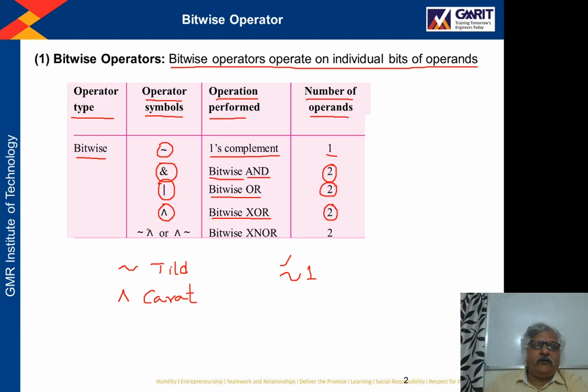Now here you find a combination of 2 symbols, one is tilde and another is cap. Or you can reverse this: first draw the cap and after that the tilde. Both will perform the same operation. What operation will this symbol perform? It will perform the bitwise XNOR operation, and it will also require two operands.